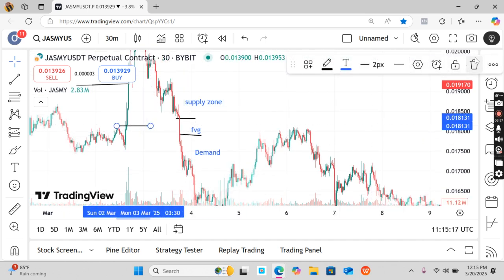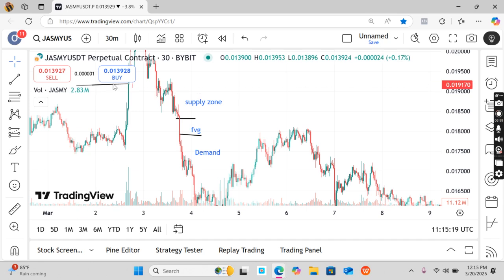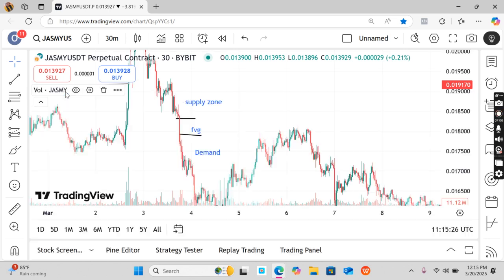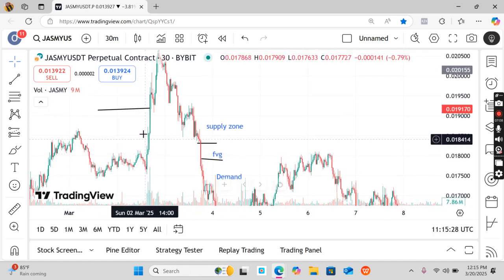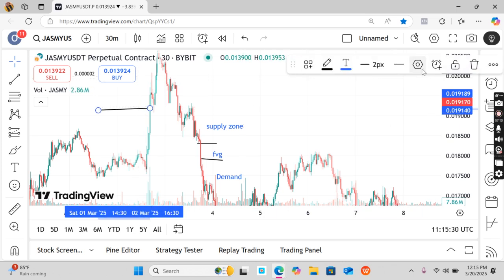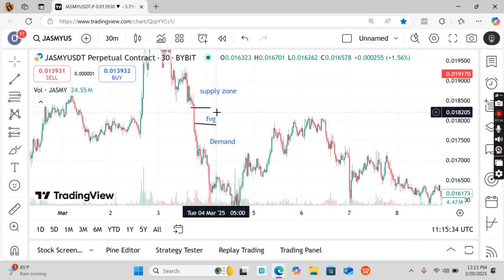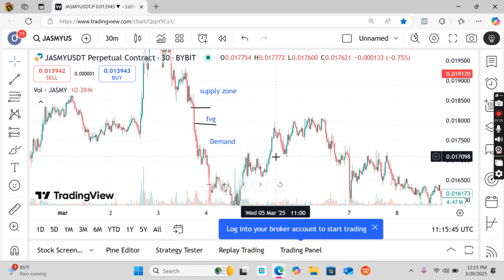Let me go back to the one I'm using. Let me delete this. So when you see an imbalance, the first thing you do is to identify your two zones, your supply and demand. Supply is where it's selling off, demand is where it's buying, right? When it's buying, normally it goes up from down. So this is my demand zone. When it's selling, it goes down from up. This is my supply zone. The space between these two is my fair value gap, right?